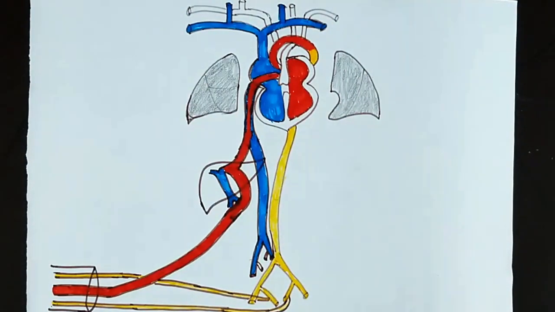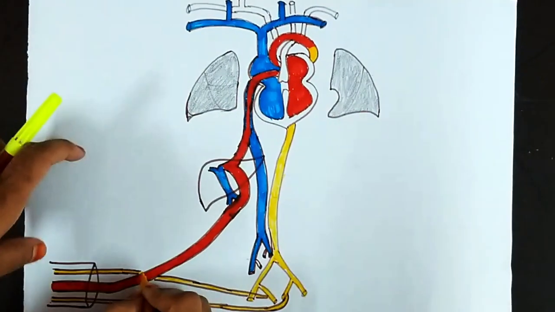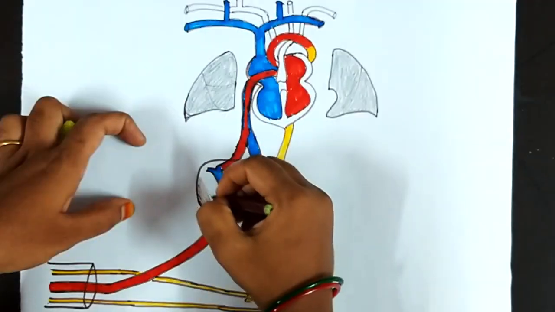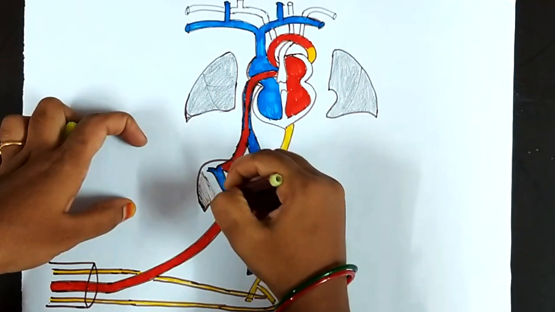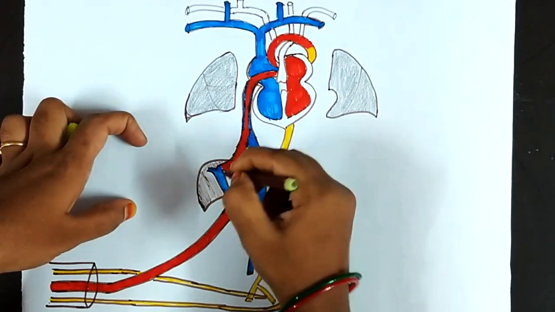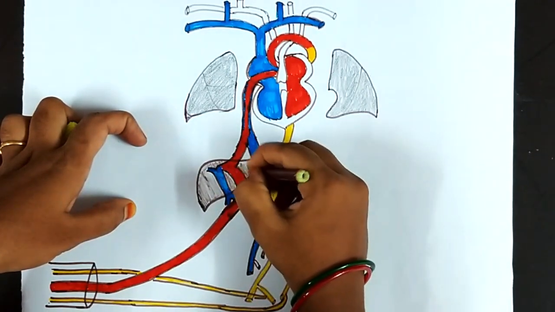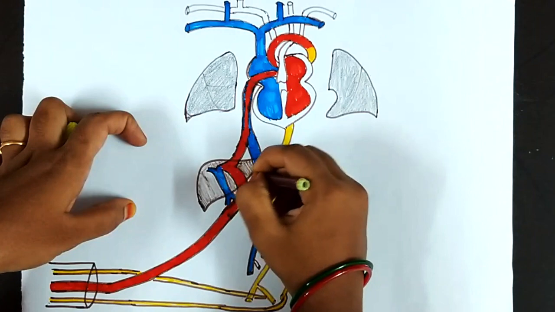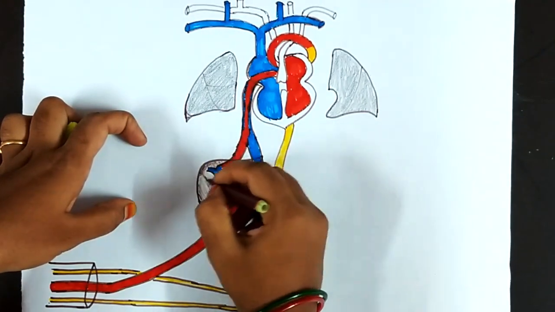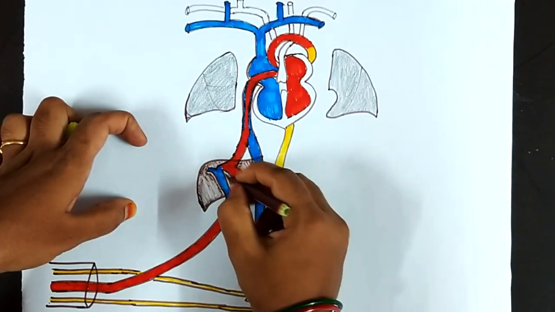See here, these are the branches coming from the internal iliac. Those are nothing but umbilical arteries. So at the time of birth, all these structures will regress, and they leave some remnants. If you see the umbilical vein here at the liver, we will see the ductus venosus. Its remnant is ligamentum venosum.